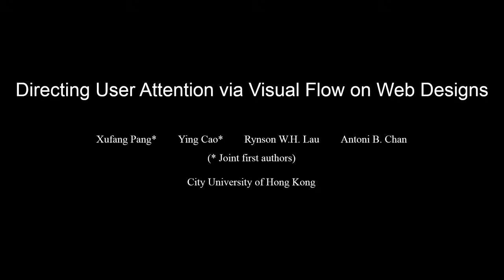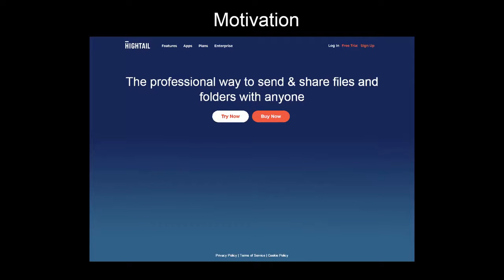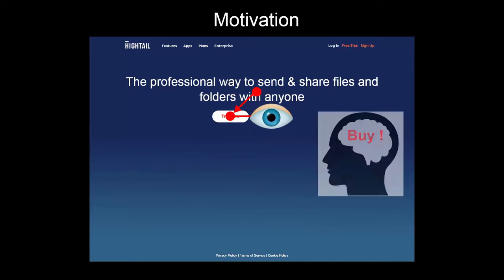In this work, we present a novel method that allows designers to easily direct user attention via visual flow on web designs. To communicate information clearly and quickly, an effective web design should direct users' attention through the important components on the page along a specific path. By moving their eyes along this path, users will have a higher chance of performing the actions that designers want them to do.